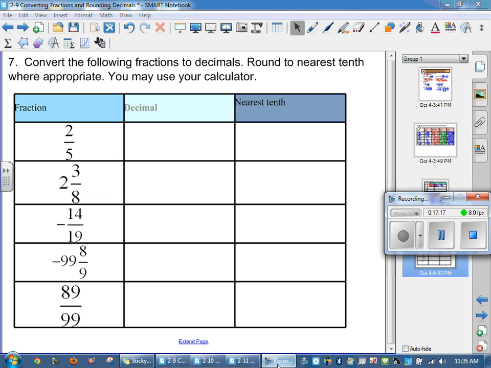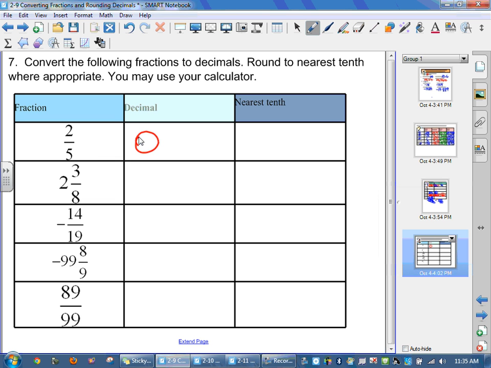Now it's the nearest tenth. Well, are there any digits after the 4? No, so it's already in the tenths. So 0.4 is the nearest tenth.